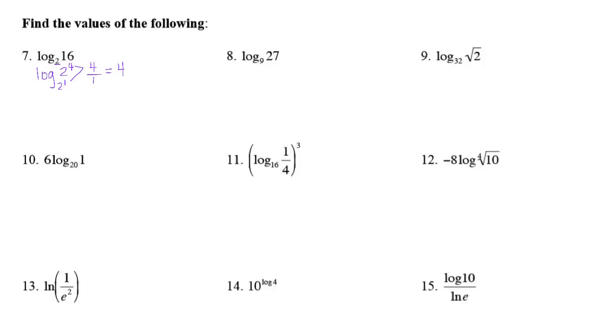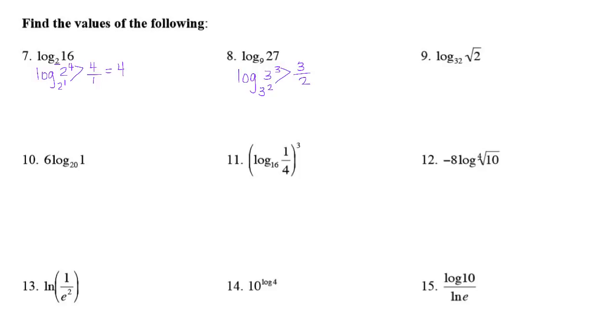Okay, moving on to number 8. We're still going to follow that same process. We are going to get our base of 3. So I have log, and 9 is 3 squared, 27 is 3 cubed, and so our nice little shortcut here tells us this will reduce to be 3/2.